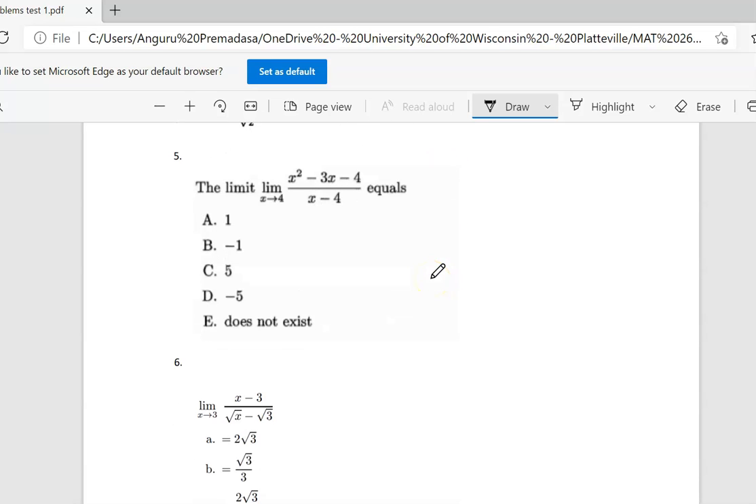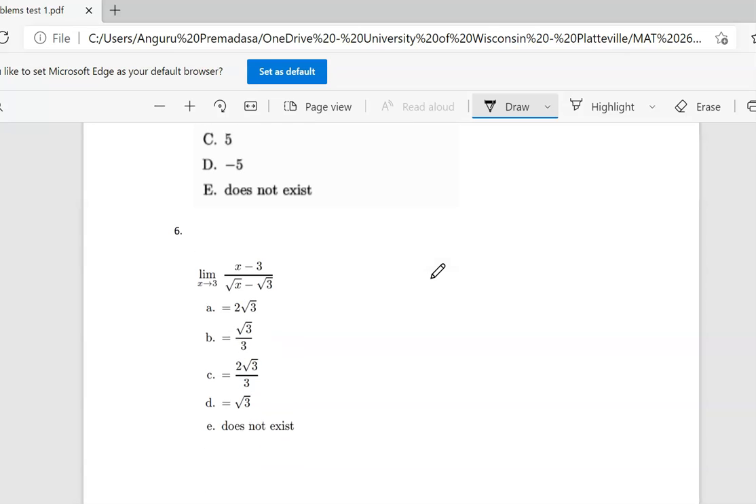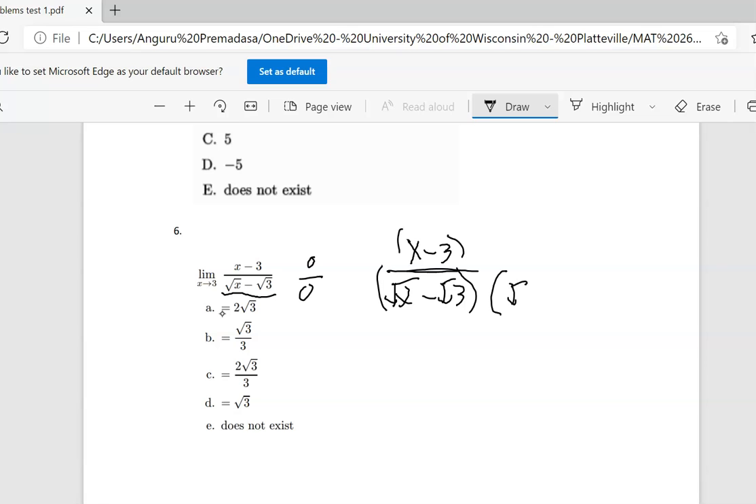Number 5 is just like number 1. Number 6 is also like number 1. You'll see that you get a 0 over 0 situation, but you might remember that we learned a technique when you have a radical at the bottom like this. What you do is you multiply the top and the bottom by the conjugate of the radical. And what's the conjugate? If it is square root x minus square root 3, the conjugate will be square root x plus square root 3.